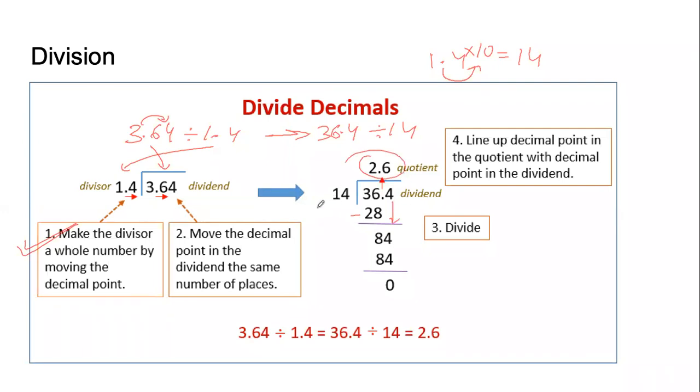So we use 3 steps to do the division. We make the divisor a whole number. We adjust the dividend to compensate for the adjustment we have done in the divisor, and then we divide. Right now, we are not trying to understand whether we know our multiplication tables or not. So I'm giving you a very, very simple question.